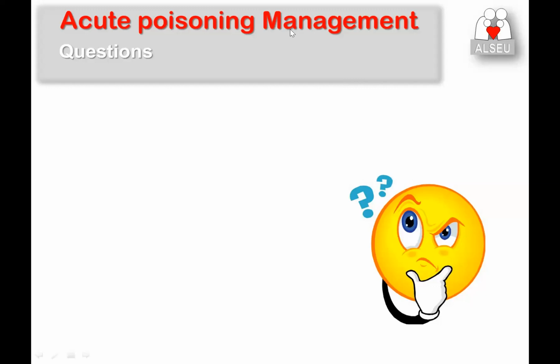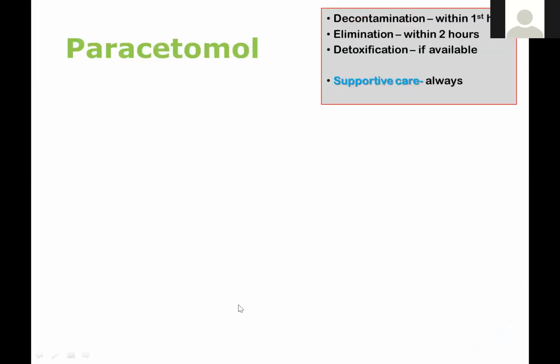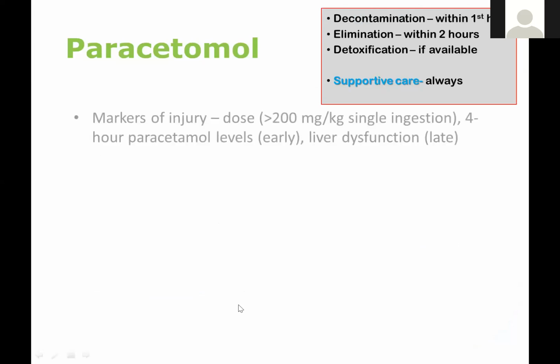So now, in summary, if there is a poisoning, resuscitate if applicable with the A, B, C steps, and the management of poisoning comes under D and E. Decontamination within 1 hour, elimination within 2 hours, detoxification if antidotes are available, and supportive care always, depending on the organ failure. So I am going to discuss several examples of poisoning, very briefly.